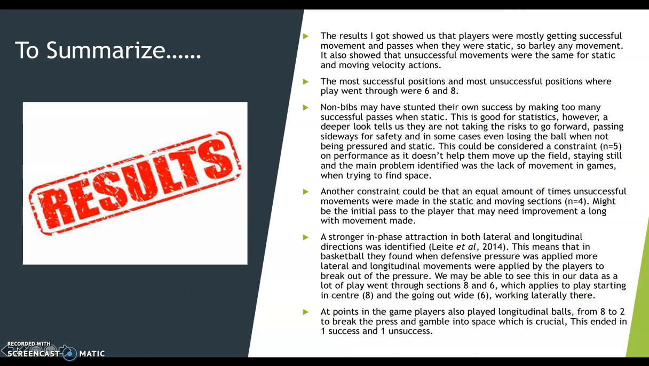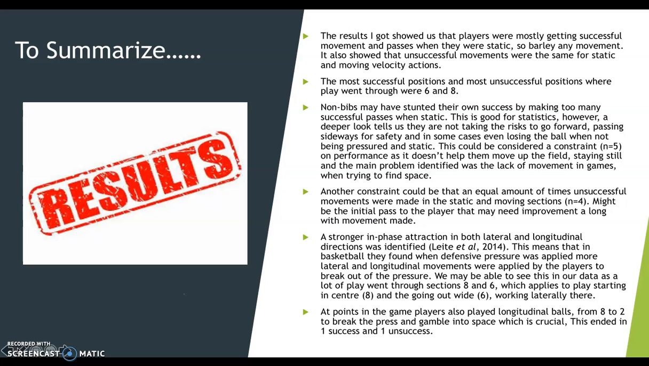To summarise, the results I got showed us that players were mostly getting successful movement and passes when they were static, so barely any movement. It showed that unsuccessful movements were the same for static and moving velocity actions. The most successful and most unsuccessful positions were played through 6 and 8 on the pitch.